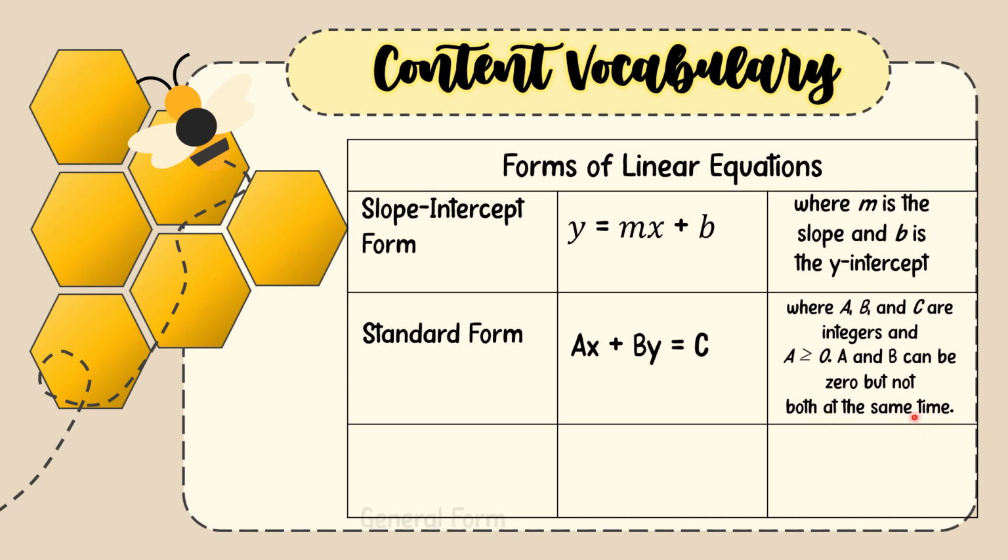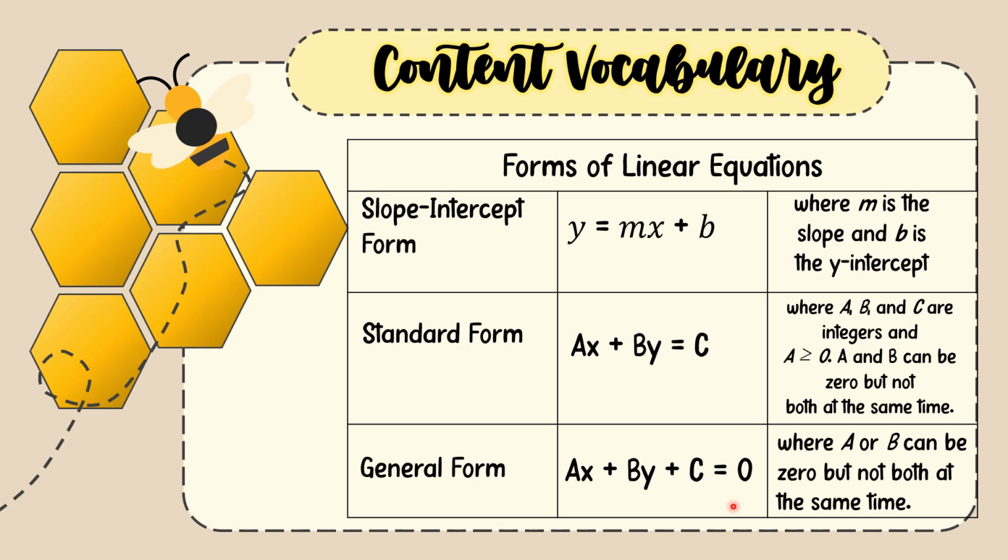Then the last form of linear equation is the general form, which is ax + by + c = 0, where a and b can be 0, but not both at the same time. When a linear equation is written in standard form, notice that both x and y have exponents of 1, x and y are not multiplied together, and x and y do not appear in denominators, exponents, or radicands.